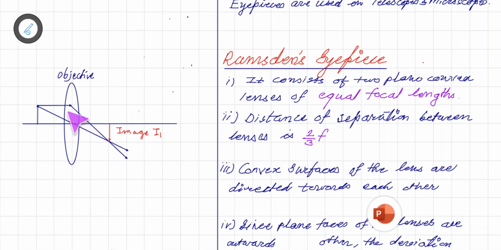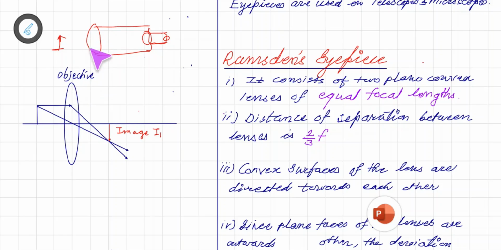So note that when we talk about the eyepiece, it is actually a part of a telescope, and the construction of a telescope is like this. Here is the objective lens, and here an eyepiece is fixed. The eyepiece has a field lens here, and an eye lens here. And the object is towards the objective.